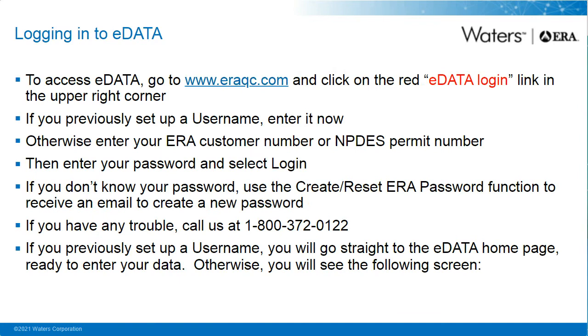Okay, let's say you've run the tests and you're ready to report the results. First, go to our main website and click the red EData login link in the upper right-hand corner. Next, enter your username if you have one. If you don't, try your ERA customer number or your NPDES permit number, and then your password.